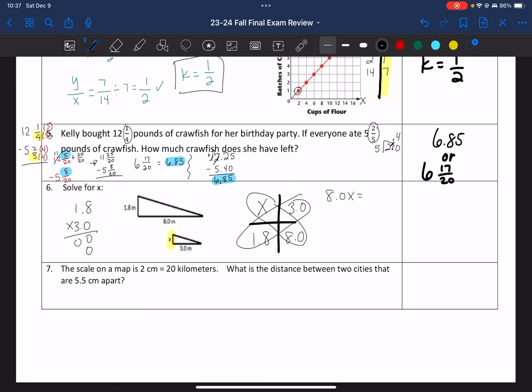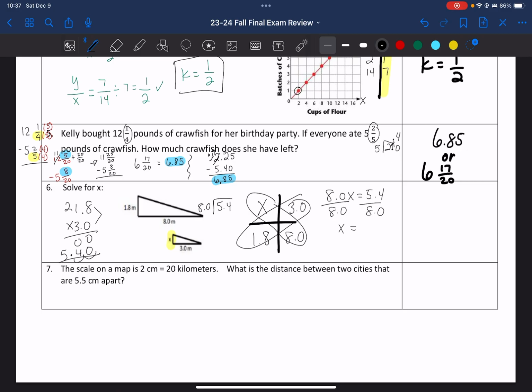3 times 8 is going to be 24. 3 times 1 is 3, plus 2 is 5. There's 2 digits behind, so that would be 5.4. Okay. All right. Now here, let's write this over here. I'm going to divide by 8.0. So I get x is equal to something. Let's go ahead and divide 5.4 divided by 8.0.